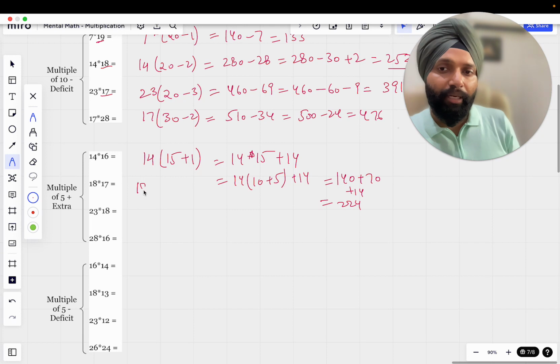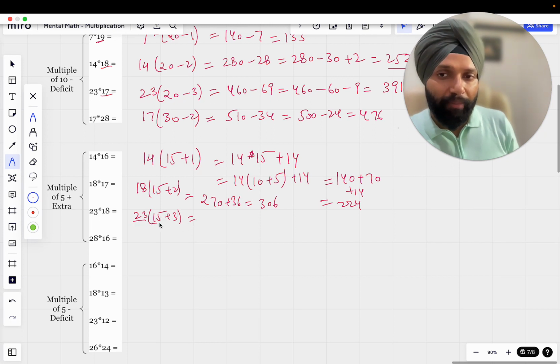So for example, 18 into 17 will become 18 into 15 plus 2, and this is becoming a little messier. So 18 into 15 is 270 plus 36, so 306. So 23 again, 23 into 15 plus 3. Now you can see this is becoming a little complex. 23 into 15 is a little complex. So 230 plus 23 into 5 is 115. Again, this is a little complex.